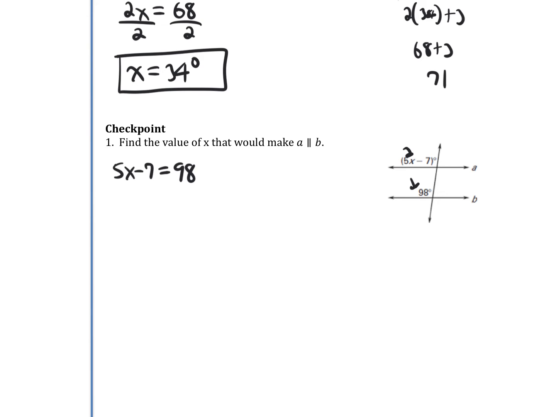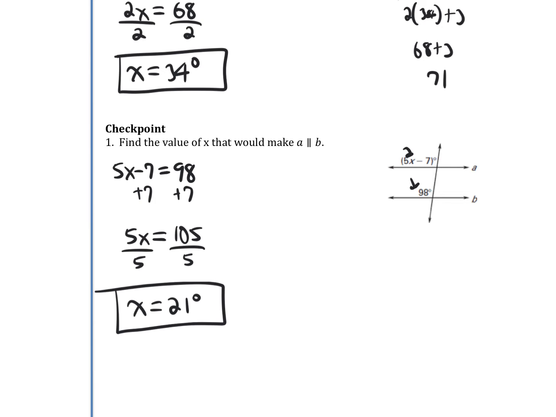All right, now we have to solve for x. We're going to add 7 to both sides. 5x equals 98 plus 7, which is 105. Divide by 5. We get x equals 21 degrees. So that would be the value that would make this work.